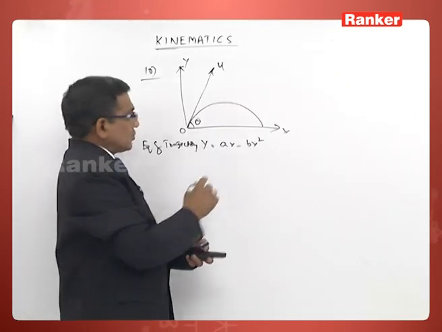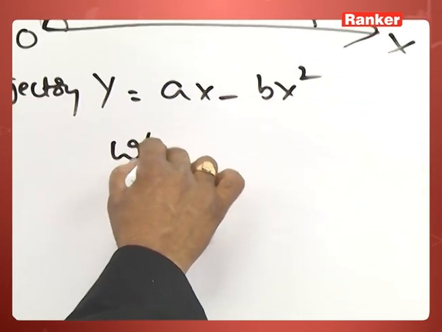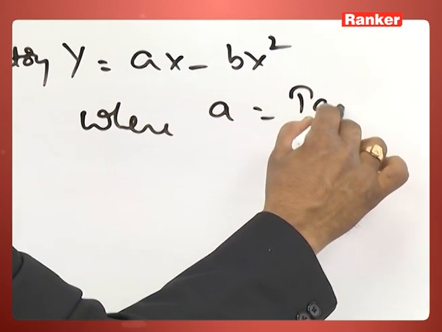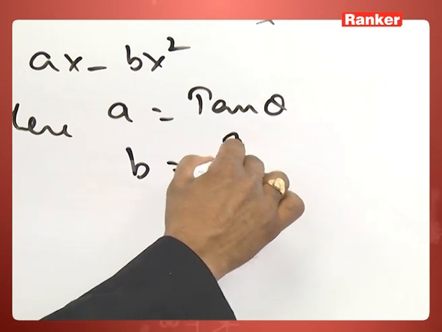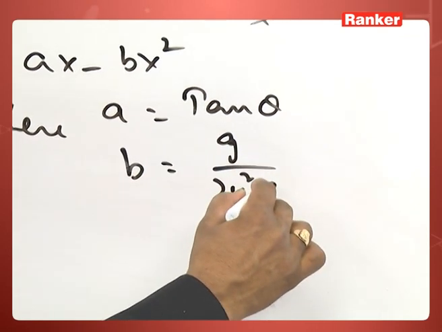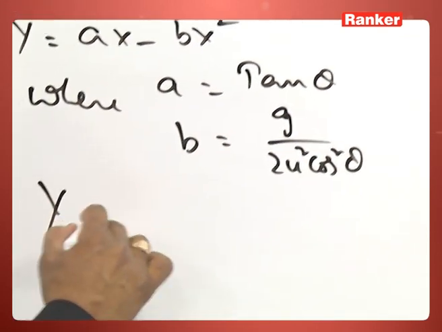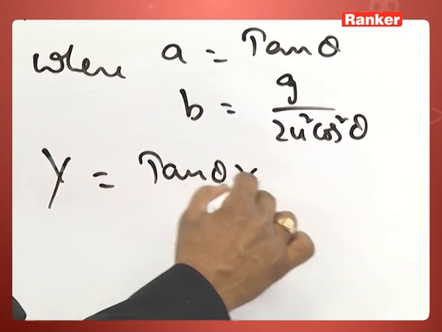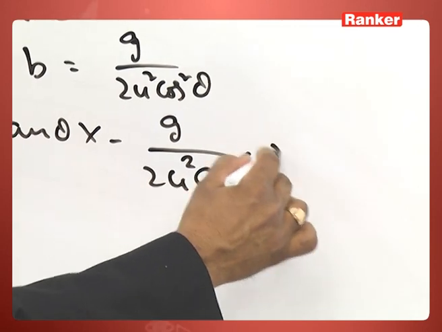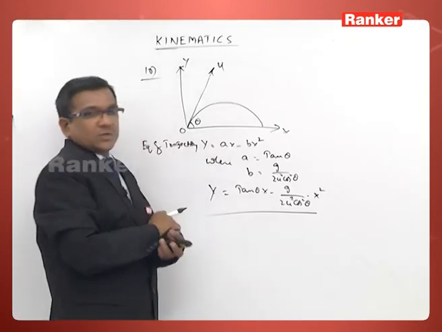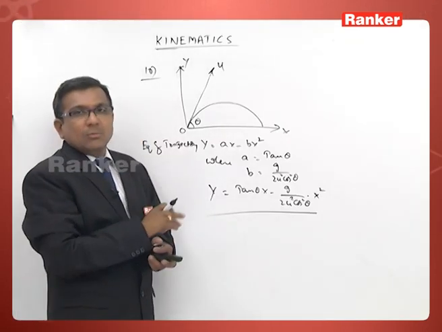Here the full form you must know, where, if you remember, a is equal to tan theta, this you must know, and b is equal to g by 2 u square cos square theta. So, y is equal to tan theta x minus g by 2 u square cos square theta x square. This is the full form of the equation of trajectory that you have to remember.